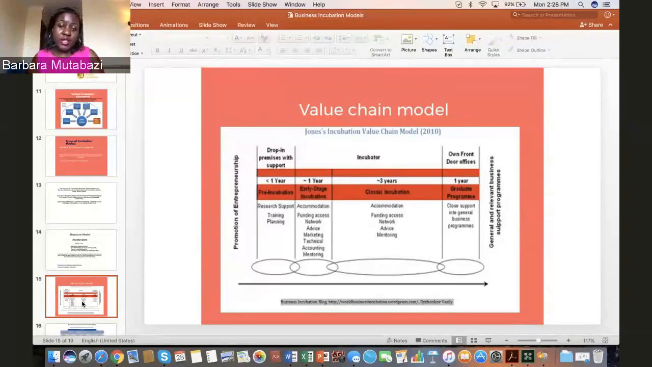And then after the 25, you're going to still offer particular support. It could be a residential or non-residential. You're going to offer marketing support, network, you're going to advise them, you're going to help them create a team, you're going to offer technical advice, accounting, you're going to find them a mentor, which is very important.